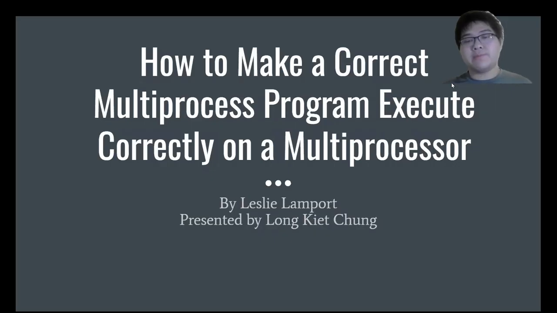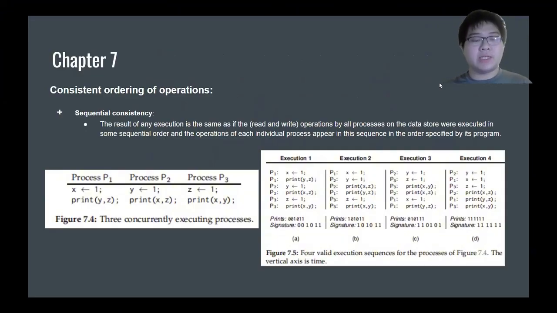So to go over this paper, first I need to introduce everyone to Chapter 7. Chapter 7 mainly focuses on replication, which is to create a copy of the original database. The reason we are doing replication is because we want to increase reliability. So if the original data store is lost or corrupted, the replica can act as the new one.